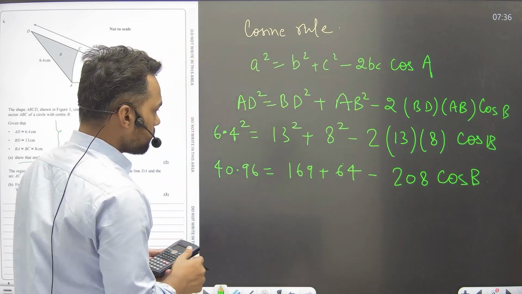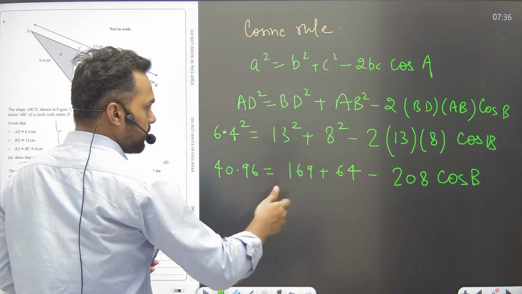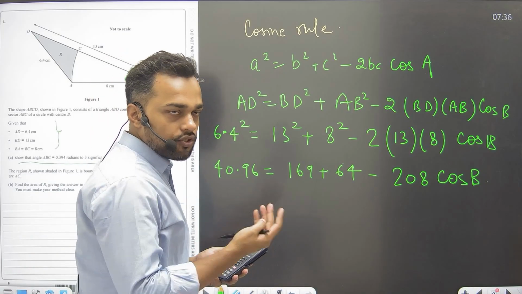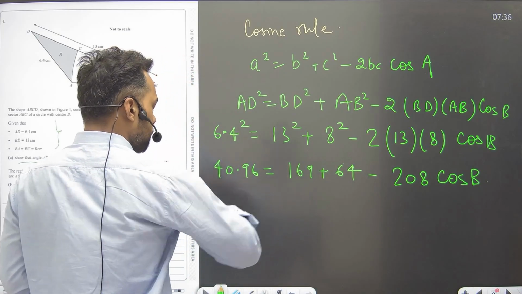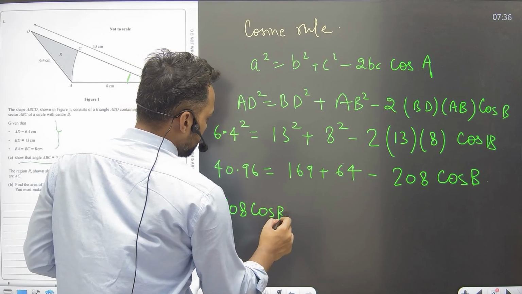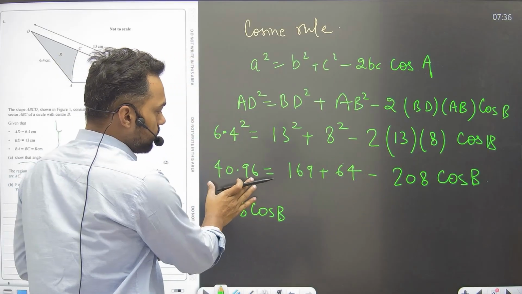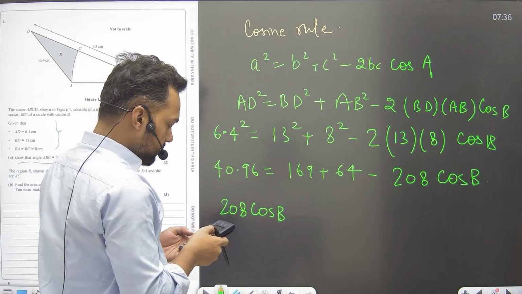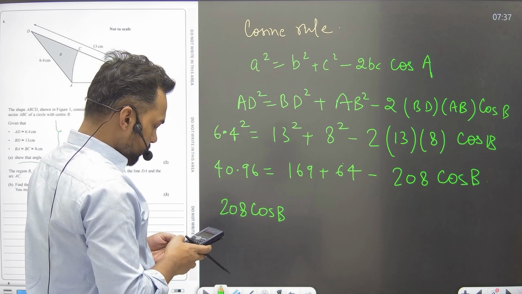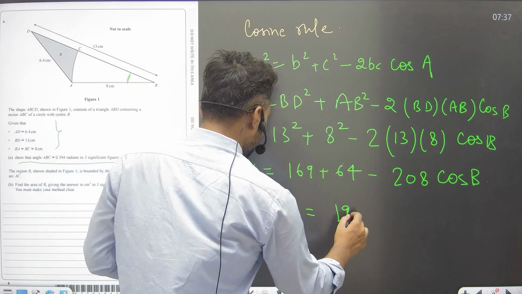Okay, now taking this part 208 cos B to the left hand side, the sign here is negative, so the sign will be changed to positive when we take this part to the left hand side. So you'll get 208 cos B. Similarly, 40.96 to the right hand side, the sign will be changed, so it will be negative of 40.96. So it will be 169 plus 64 negative 40.96 is equals to 192.04.